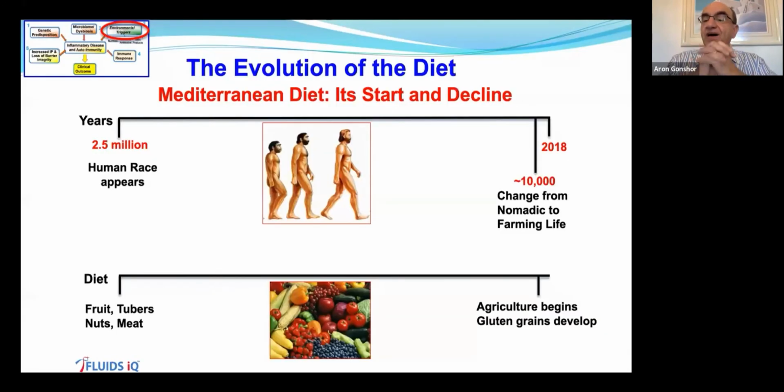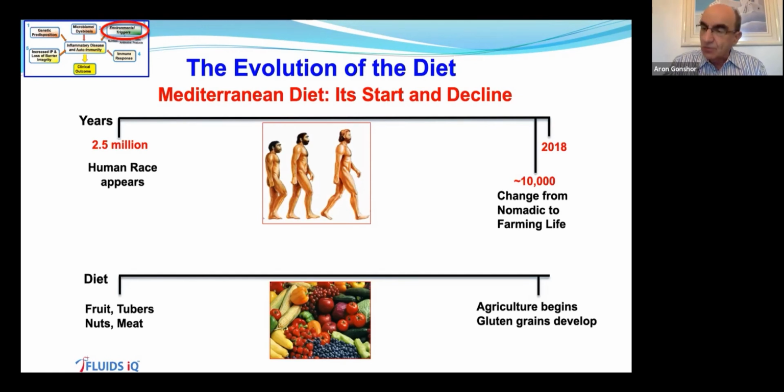But there is an evolution of the diet, and here we're going to try to bring things together. We talk about the Mediterranean diet and what makes it so interesting and so special. Well, we're going to talk about the start and decline of our diet. 2.5 million years ago, the race begins. The human race appears and it goes through its various stages. And up to about 10,000 years ago, we really had a diet that was fruits and tubers and nuts and meat. We were getting a lot of exercise because we were running away from carnivores that were trying to eat us. And about 10,000 years ago, there's a change from nomadic life to farming life, and agriculture begins to change.